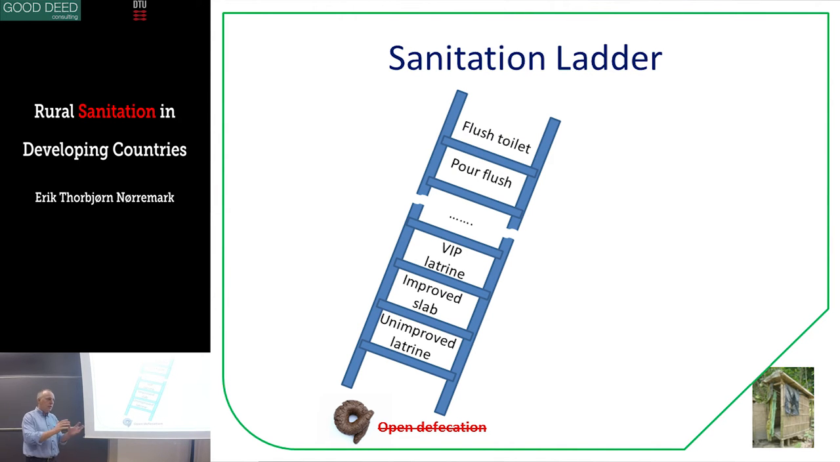The ladder can actually be designed to look different depending on your project areas, because you might decide that there are some methods, building technologies that are more suited to your project area compared to others. It could be based on culture also. You should not introduce a technology that is against people's culture. If people want to use water, they need to have something using water.